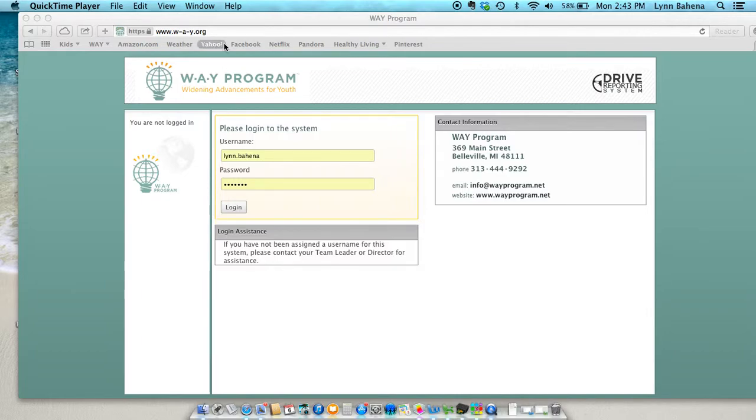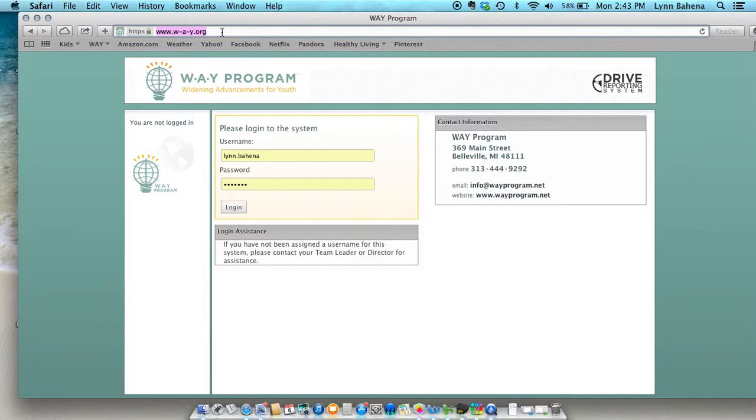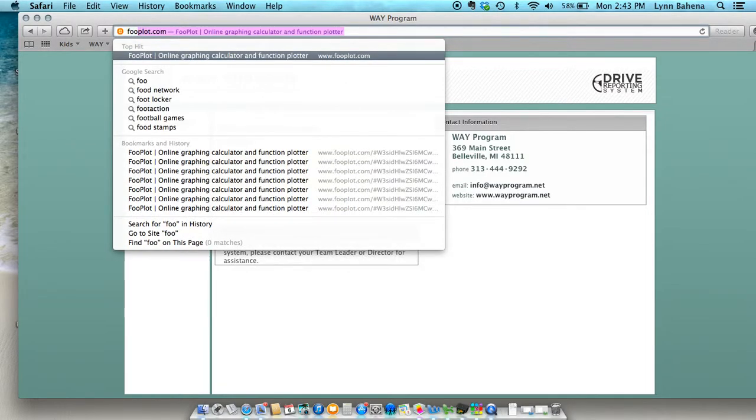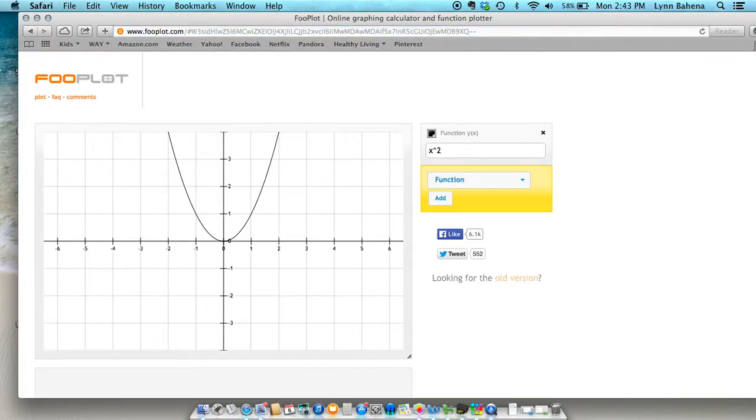Okay, so the website we're going to use is a great website for graphing, like using a graphing calculator. It pretty much has the same functionality as any graphing calculator you might have used in the past. So the website is called Fooplot, F-O-O-P-L-O-T dot com. So I'm going to go to Fooplot.